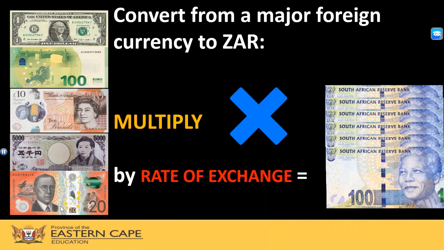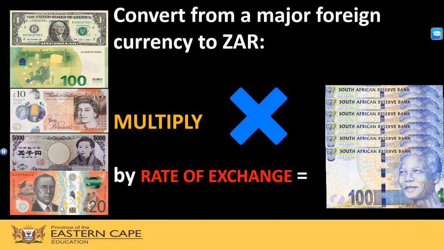So what does our rule tell us to do? We must multiply. But let's ask ourselves the question again, what must we multiply? We must multiply the amount of that particular major foreign currency that we were given by the rate of exchange to get South African rand.